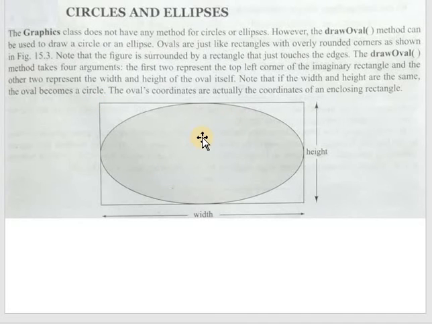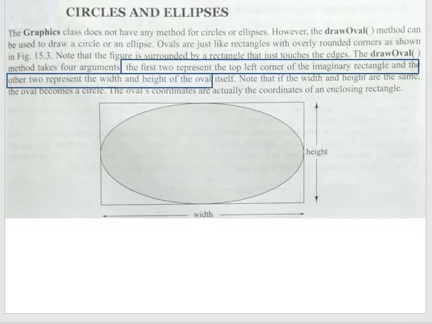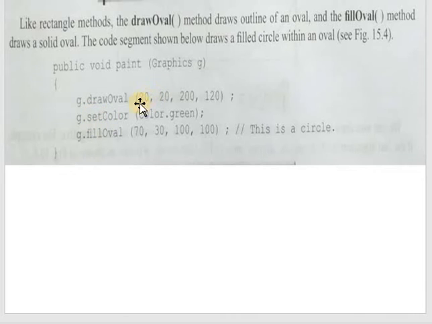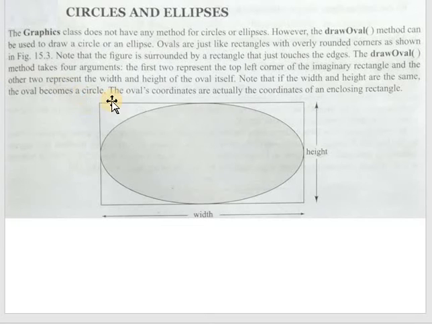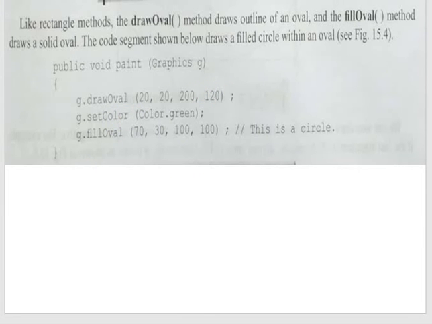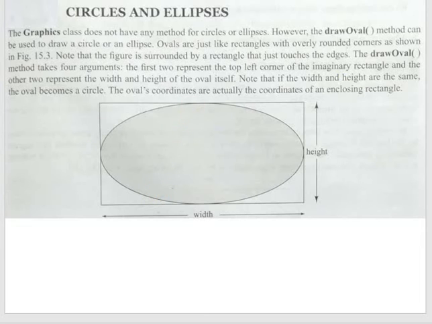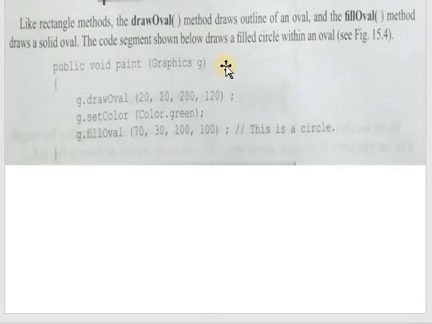Normally in mathematics, while drawing the circle, we consider the center, and based on the center we draw, because that's a manual method. But whenever you take a computerized method to draw the circle, we consider this particular point as the base. For example, drawOval 20, 20 means this particular point. From here, 200, 120: 200 is the width, 120 is the height. In that way, automatically we get the oval. If we make it 200, 200, then we get a circle.